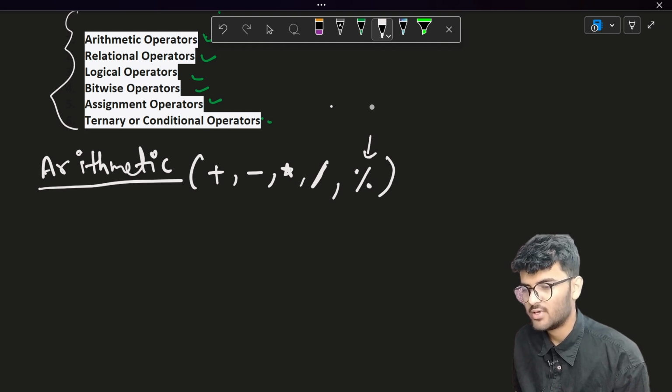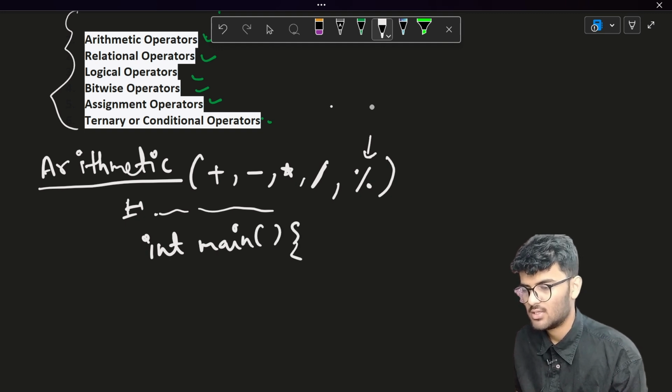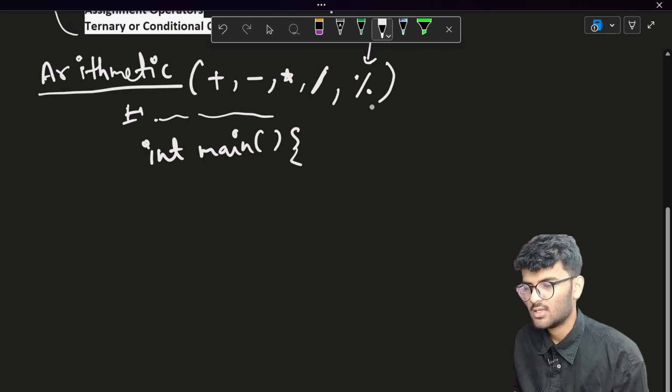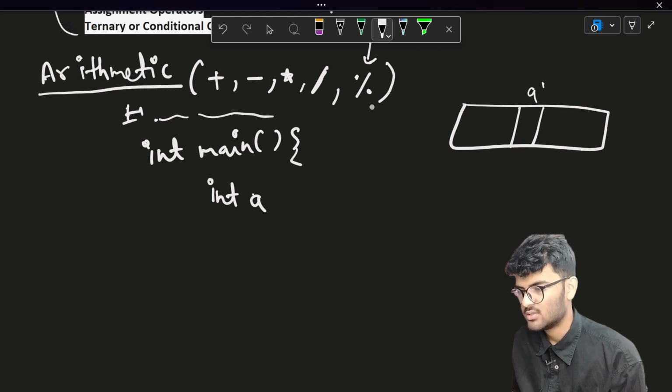So let's say you have written some program, with include all, and this is the main function, and let's say this is integer a. So what does it mean? In memory, at this location, let's say a, the value that will be stored is, let's say, 2, right? So in the location of a, the value 2 is stored.